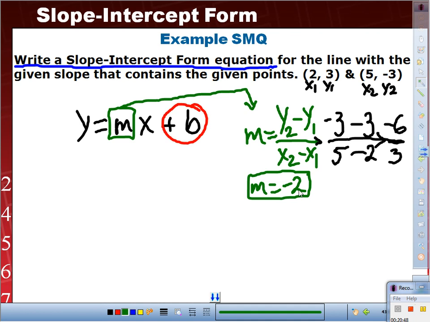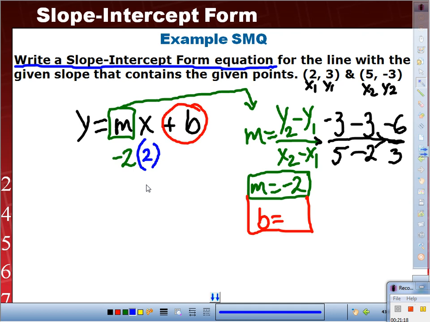So with that said, now I can substitute this in here. Okay, there it is. But what am I still missing? I'm still missing the y-intercept. So now that I have a slope, can I find my y-intercept with information given? Yes. I can use either one of the points. I'm going to use this one. Instead of x, what do I write?